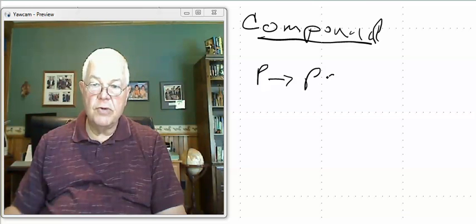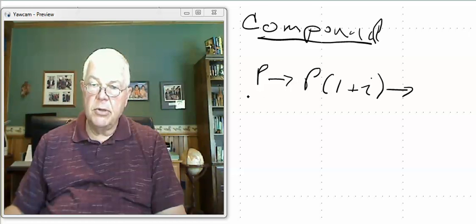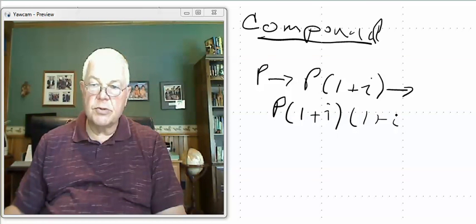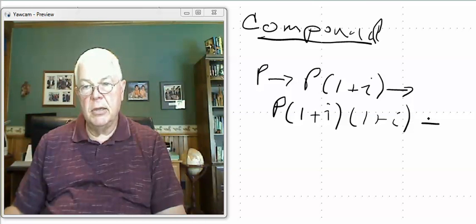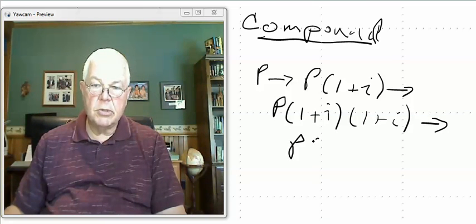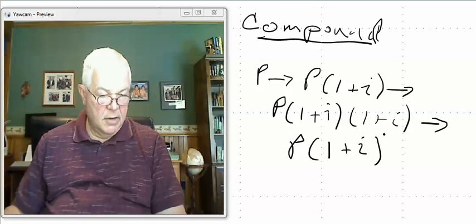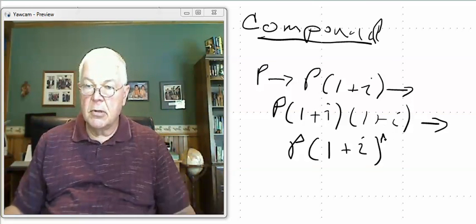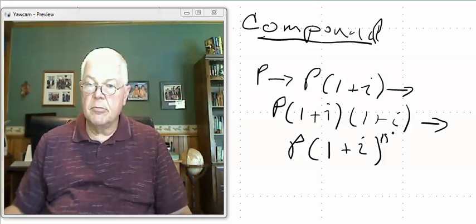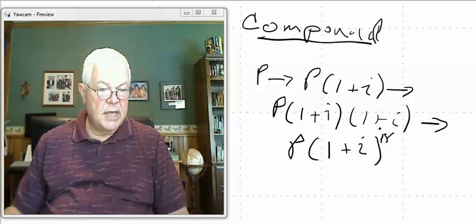Then you go to what you got times 1 plus the interest rate. But then you go to what you got times 1 plus the interest rate times 1 plus the interest rate, or in other words, you just square that. And so you can see that ultimately, you're going to go to the principal times 1 plus the interest rate raised to the power of the number of terms in the period. Interesting. So that's what you'll ultimately get to.